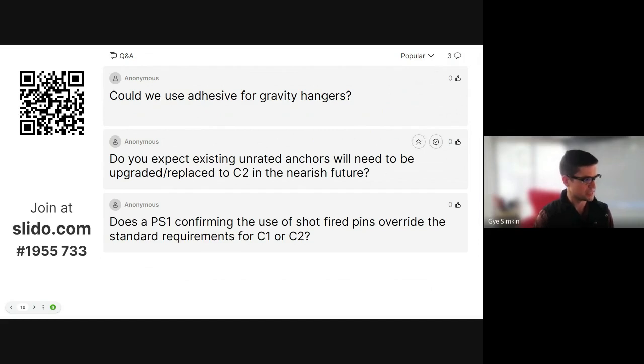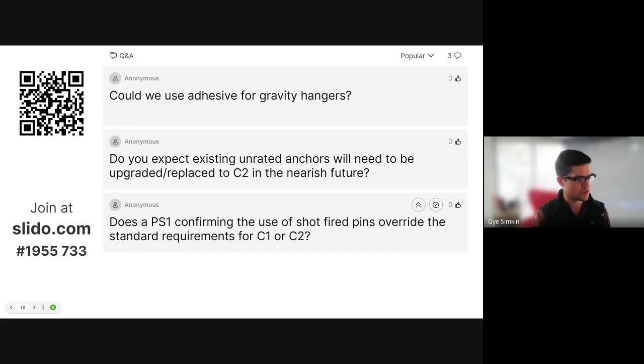Do you expect existing unrated anchors will need to be upgraded or replaced? My initial response to that one is it depends on what was required at the time of the consent. So if a project was consented before C1, C2 were required, it will be compliant now, but what happens in the future is a good question. And there's another last question. Keep posting the questions and I'll give a full rundown of our answers there.